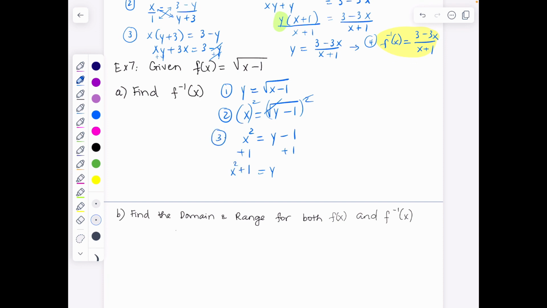Okay, so that's step 3. I got y by itself. And then step 4, I just replace y with f of negative 1, or f negative 1 of x, the inverse function of x, which is x squared plus 1.